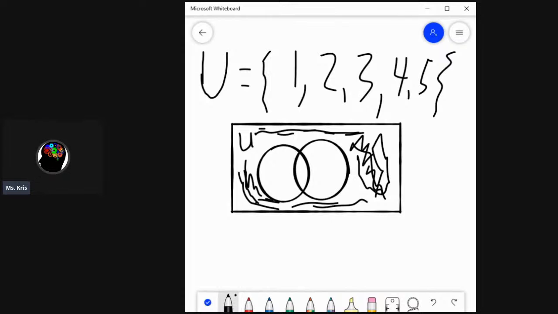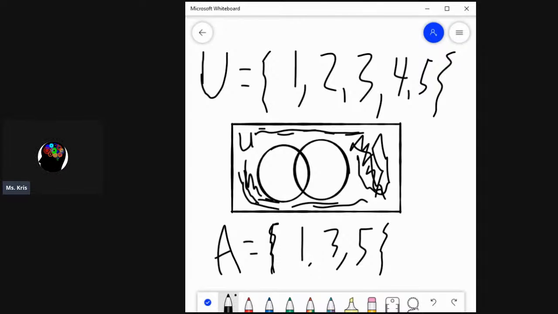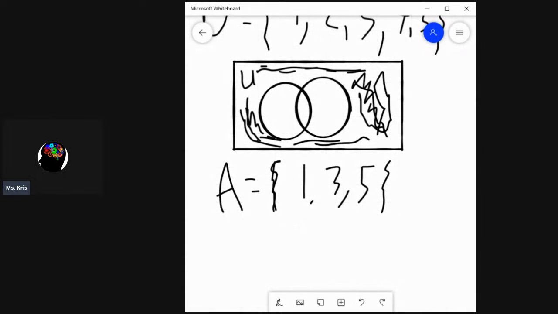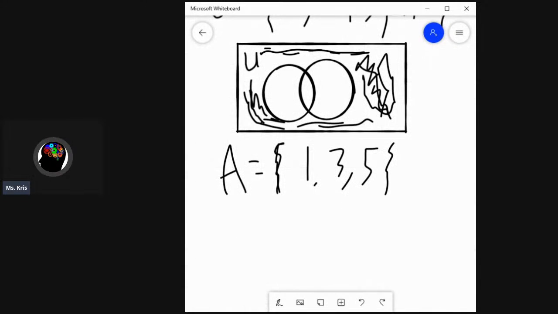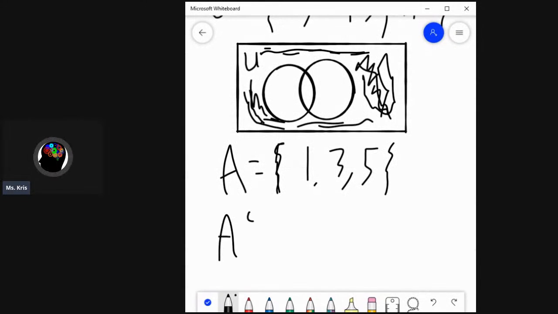Say, for instance, the universe set is 1, 2, 3, 4, 5. Set A is 1, 3, and 5. So the complement of A is everything that's in the universe that's not in set A. So what does that look like? Well, first, the complement of A is usually denoted as either A with a little c or A with an apostrophe, depending on how your teacher notates it. More than likely, you'll see it with a c more so than with the apostrophe. But again, it all depends on how your teacher denotes it. Okay?